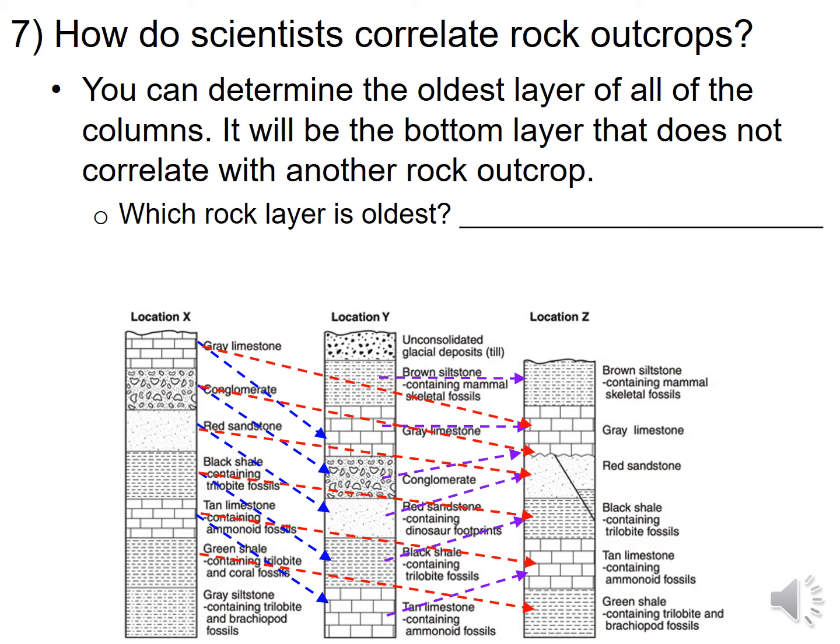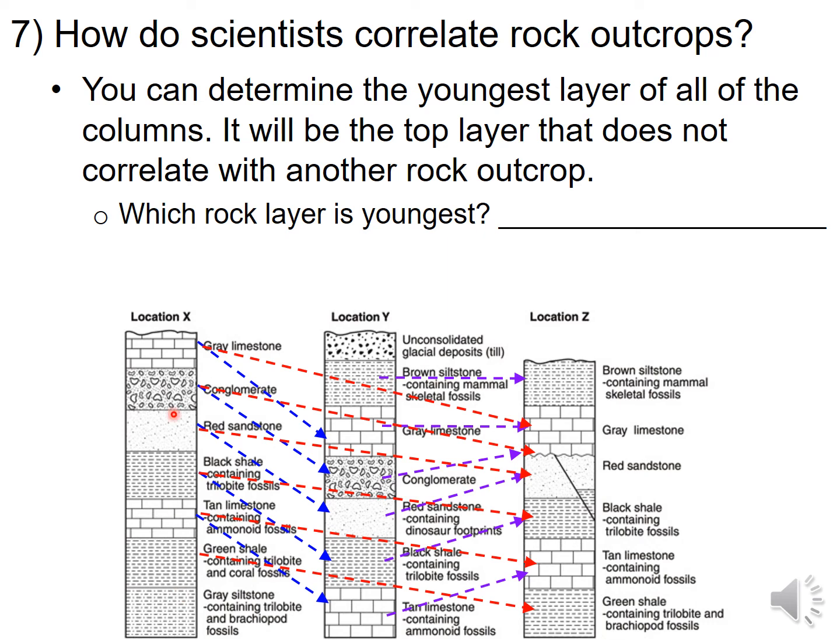Which rock layer is the oldest? We should know from top to bottom, so it should be one of these at the bottom. The green shale over here matches this one. But we have the gray siltstone or the tan limestone, and the gray siltstone is the oldest.